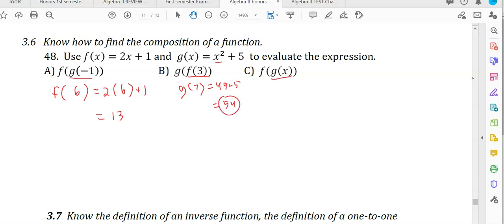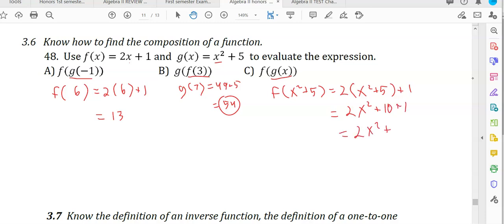And this one, we're plugging in g of x here, so f of g of x is x squared plus 5. So now everywhere there's an x, we're going to plug in x squared plus 5. So we get 2x squared plus 10 plus 1, which is 2x squared plus 11.